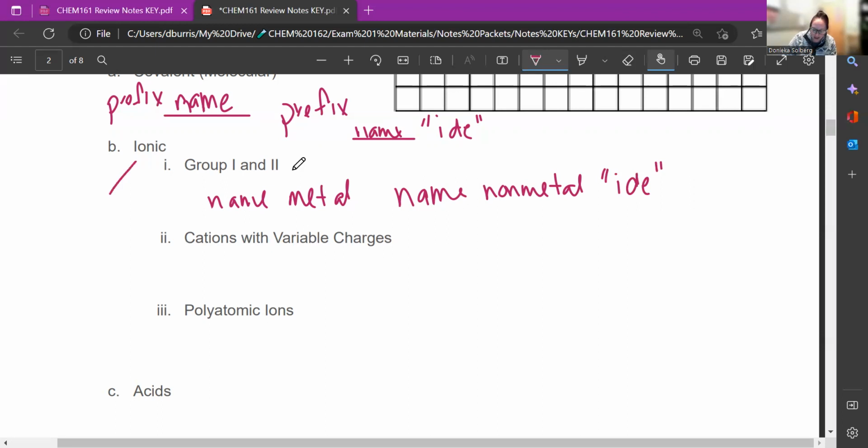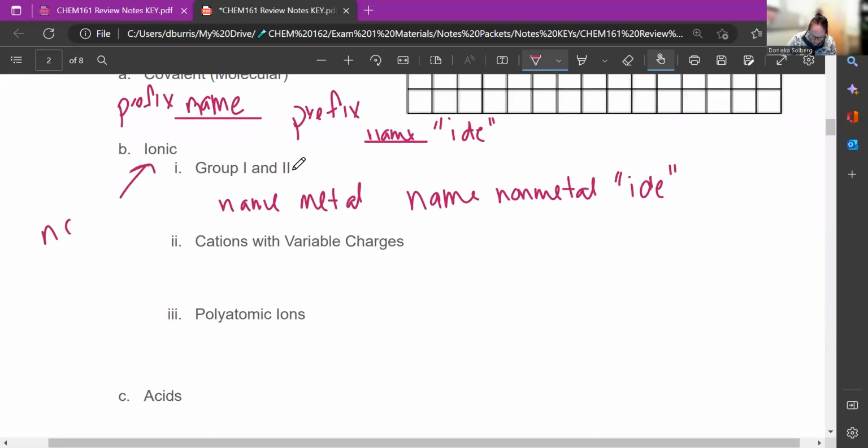Okay, notice anything that is ionic gets no prefixes. Do not use a mono, a di, a tri, so on and so forth. No prefixes. If you include a prefix, it is incorrect and you will lose points. Okay, so name the metal, name the non-metal, IDE.